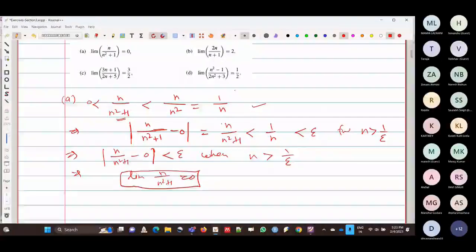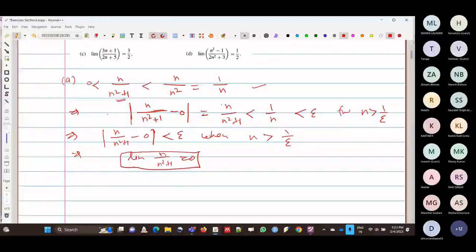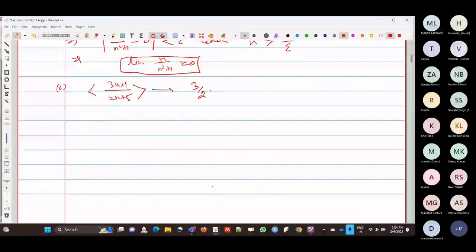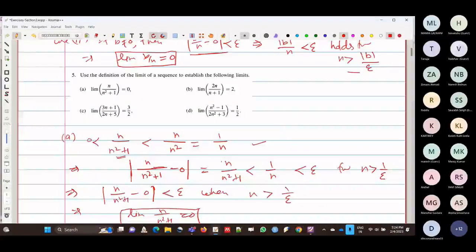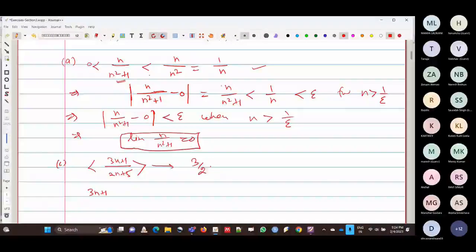So I think other questions you can do easily. Or maybe let us try the third part, part C. One more part, let us see. Part C: we need to prove that the sequence (3n plus 1) by (2n plus 5) converges to 3 by 2, fine? So we use the usual definition here, because in the question itself they are saying to use the definition. We need to use the definition of limit.